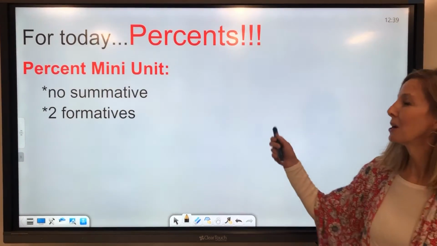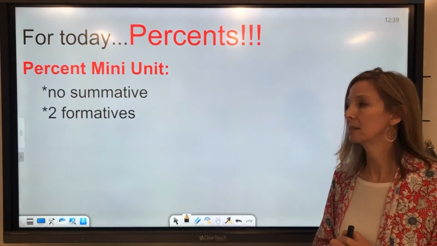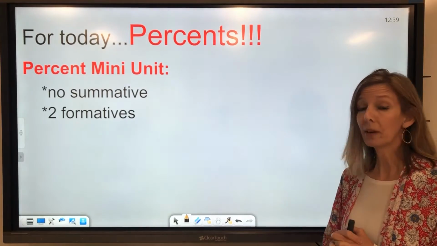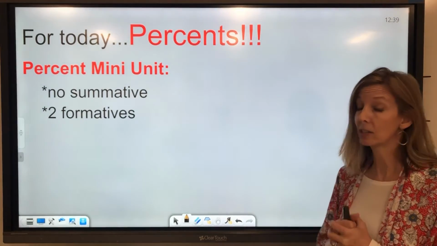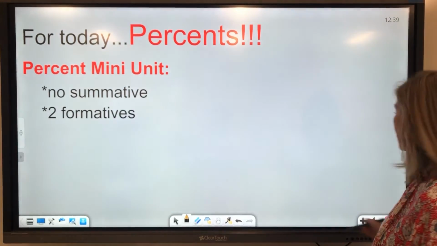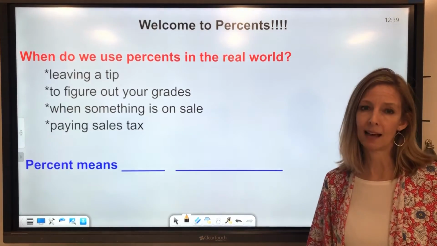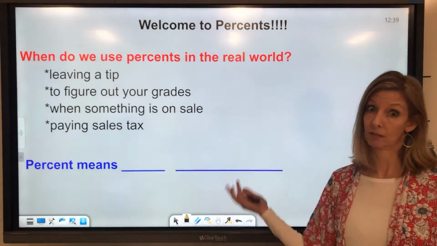All right, so this is actually a mini unit. This is not like a unit 6 that we're starting. This is just a little mini unit. It's only going to be for the rest of this week. You will not actually have a summative for this unit, but you will have 2 formatives, one of which will be today.